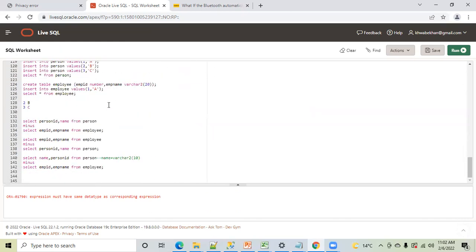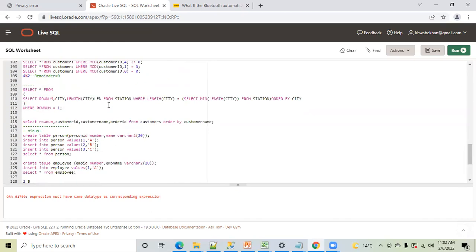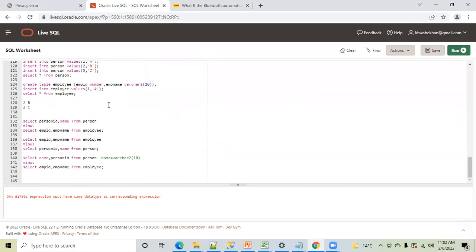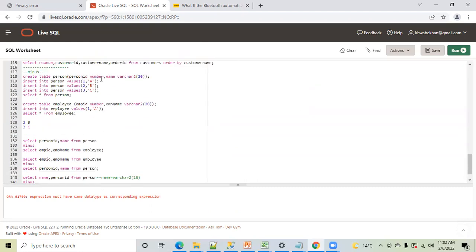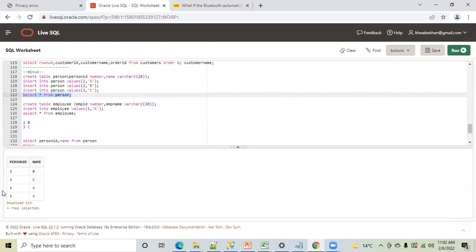Okay, perfect. What was I teaching you? Minus. Now I'm inserting one more record here. If I show you the person table, how many records do I have? Four records, right? And 1A is duplicate here, correct? Is it visible, everyone? Yes, 1A is duplicate.